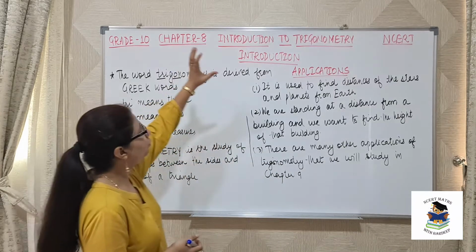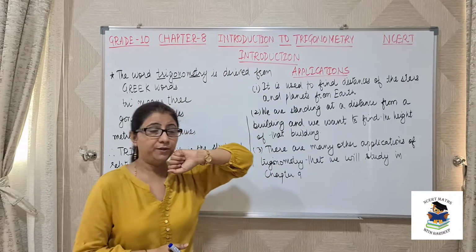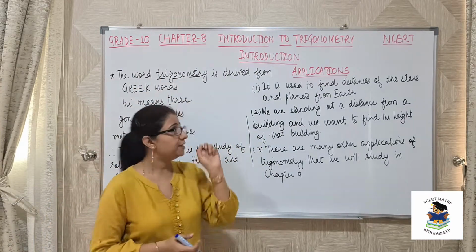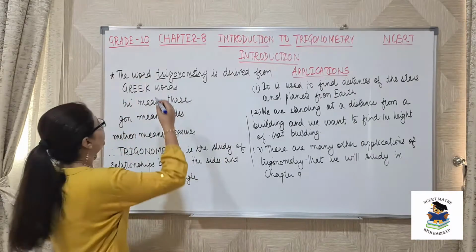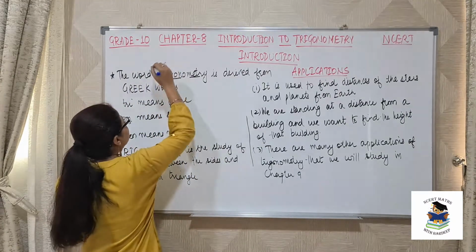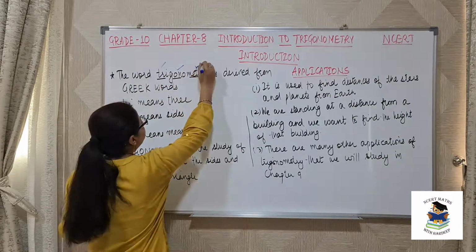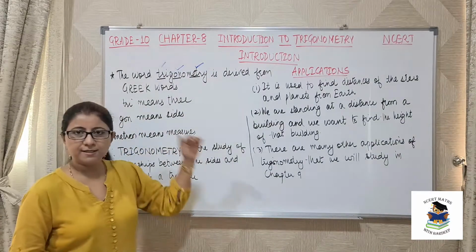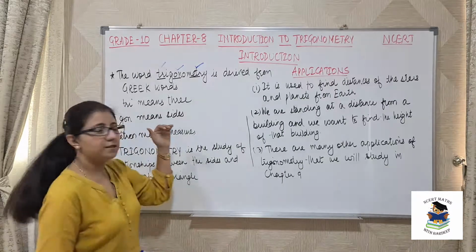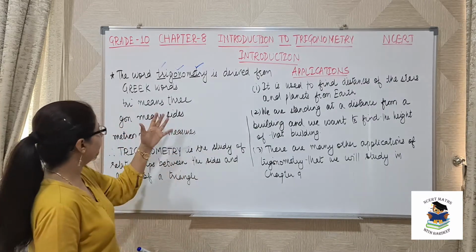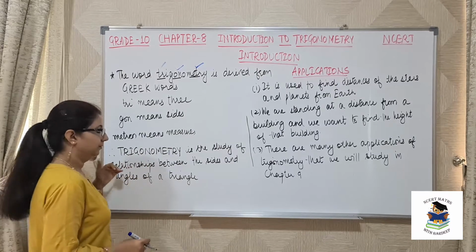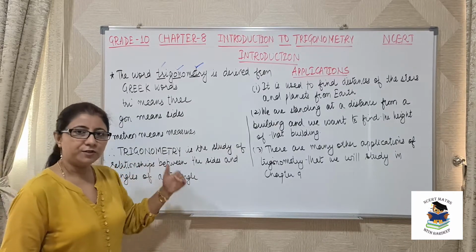First of all, what is the meaning of trigonometry? So trigonometry is derived from Greek words. So this can be split into three different words, that is tri, gono and metry. Tri means three, gon means sides, and metron means measures. So basically trigonometry is the study of relationship between the sides and the angles of a triangle.